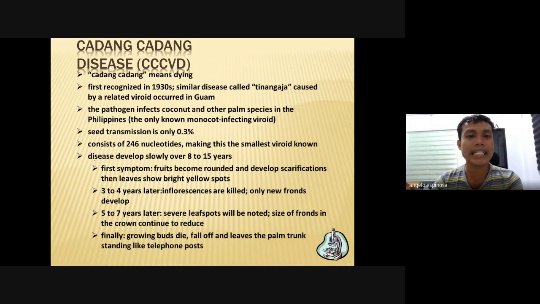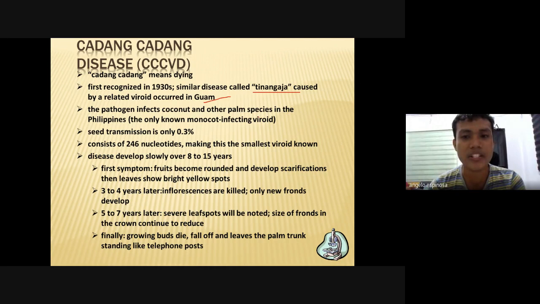So, a kadang-kadang disease, for example. Kadang-kadang means dying. It was first recognized in the 1930s, and a similar disease called tengaja, okay? It is a similar disease to the one caused by tengaja in Guam. Malapit magkahawig or relevant sila. Okay? And then, the pathogen infects coconut and other palm species in the Philippines.